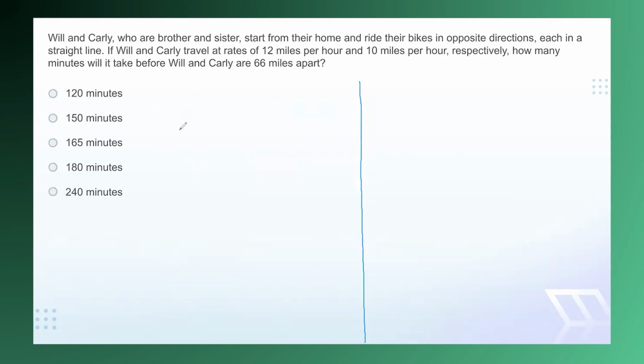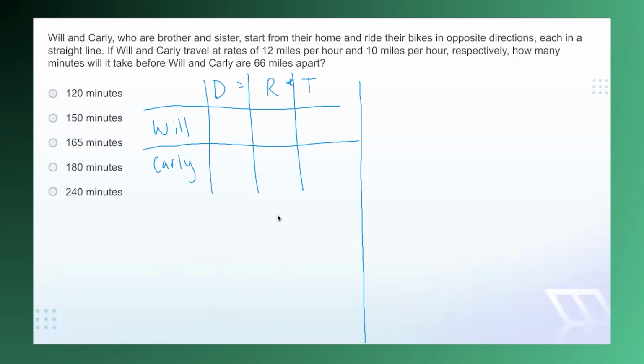All right, the standard method to solve here is to set up one equation for Will and one equation for Carly. Because I'm going to have multiple equations here, I'm going to set up a rate table to stay organized. So distance equals rate times time. All right, starting with Will. Well, we know that Will is traveling 12 miles per hour, so that is his rate. But that's really all we know. We know that Will and Carly together travel 66 miles, but we don't know how much of that is Will's individual distance. And then time is what we're solving for.